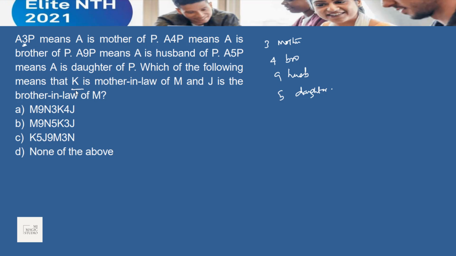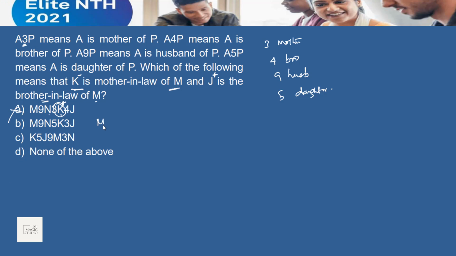Then which of the following means K is mother-in-law of M and J is brother-in-law of M? So K should be female, J should be male at least to start with. M9N, M is husband of N. N is mother of K. Then K is not mother-in-law of M anyway. Again K4J, K is brother of J. K is indicating as male here in K4J. Option A doesn't work.